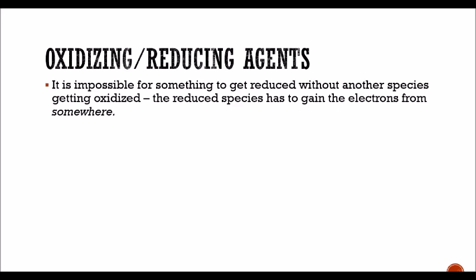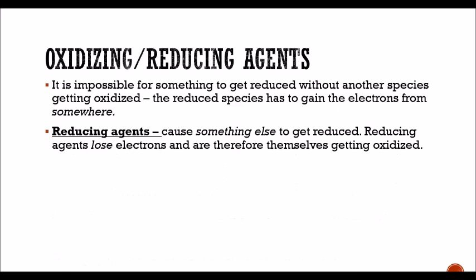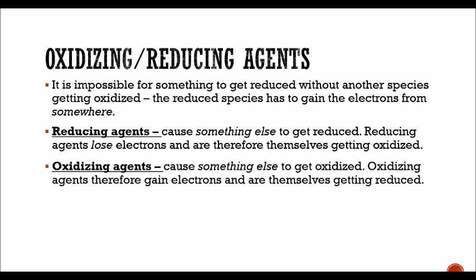Okay, so some more terminology, oxidizing and reducing agents. If you think about it, redox reactions are all about exchanging electrons, so it's impossible for something to get reduced without another species getting oxidized. You can't gain electrons unless something else loses them. You've got to gain it from somewhere. So they have these things called reducing agents. Reducing agents are things that cause something else to get reduced. Therefore, reducing agents are losing electrons, and they themselves are getting oxidized. So the thing that gets oxidized is the reducing agent.